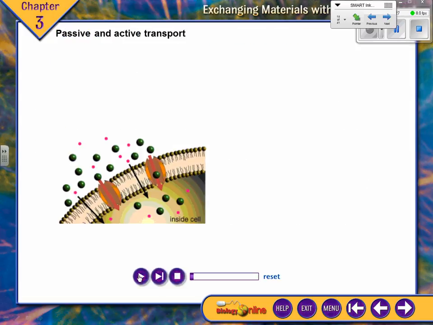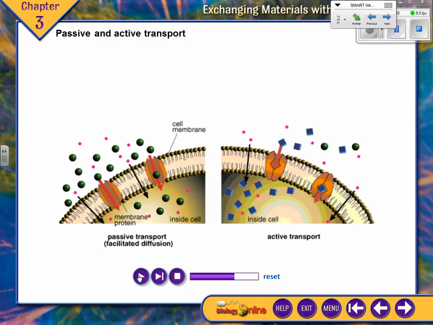In simple diffusion, a type of passive transport, molecules pass directly through a membrane down their concentration gradient without any input of energy. In facilitated diffusion, also a type of passive transport, membrane proteins transport molecules down their concentration gradient without energy input. Active transport requires energy, such as from the hydrolysis of ATP, as well as transport proteins. Active transport can move molecules against or with the concentration gradient.